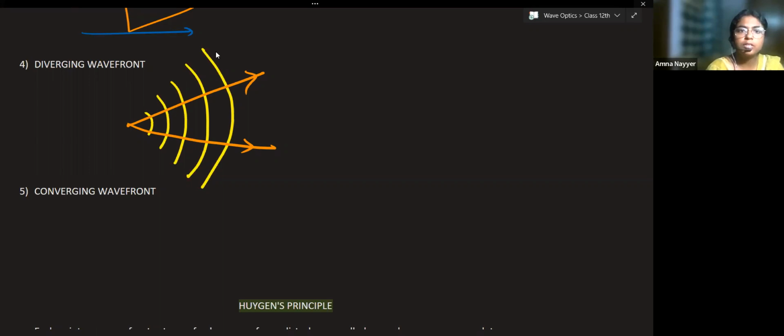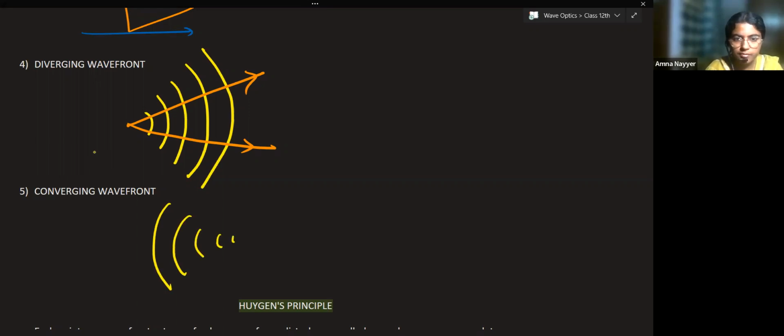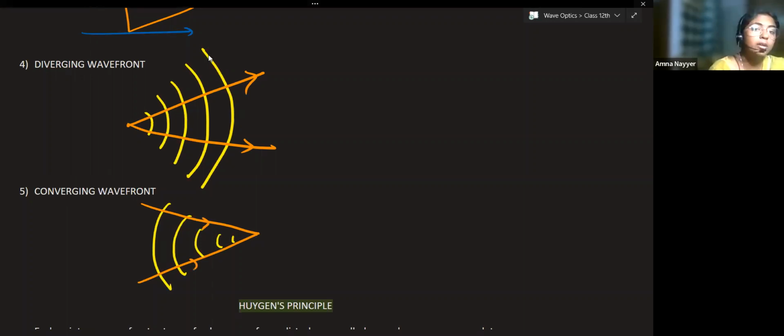Contrary to this, if you are obtaining the vibrations which are decreasing like this. So what is now happening? The wavefronts are now decreasing. The wavefronts are now decreasing. So these make your what? These make your converging wavefronts. So these are your converging wavefronts when it decreases.